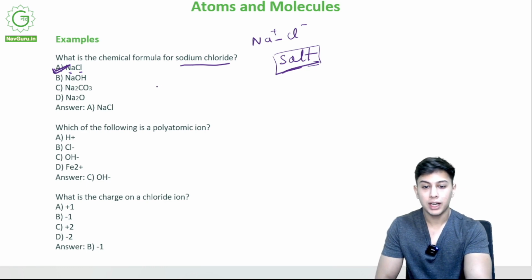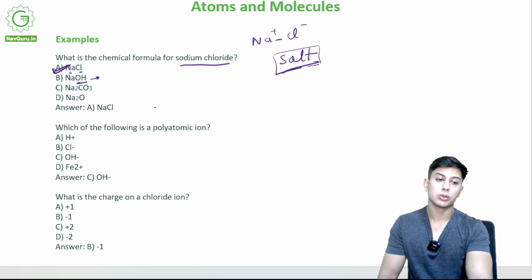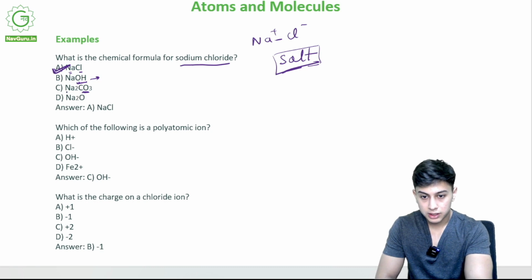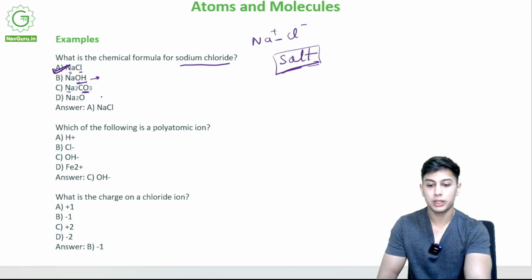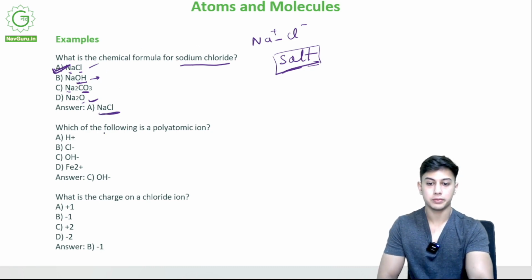What if I would have said sodium hydroxide? Then it would have been this one. Why hydroxide? Because you know this one is the hydroxide ion. What if I would have said sodium carbonate? This is the carbonate ion and this is sodium. You can see and tell. What would happen if I would have said sodium oxide? This is sodium oxide, there is oxygen. They had said sodium chloride, so I chose this one, sodium chloride.